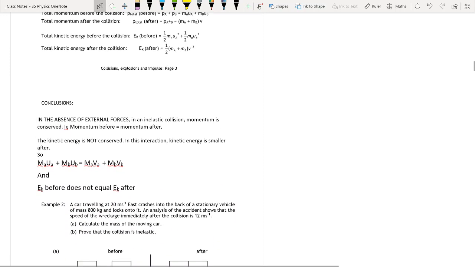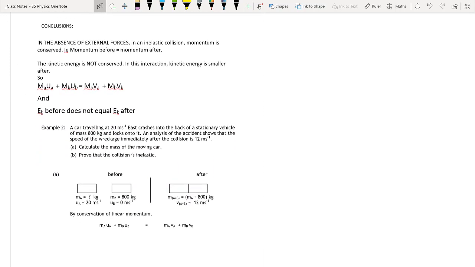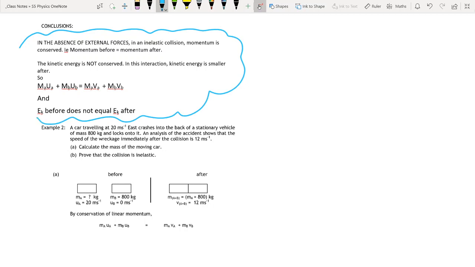So, conclusions. Instead of me writing this because my pen is not very good at the moment, I'll let you write this down. So, these are really important. This is a really important conclusion. So, in the absence of external forces, that's an important line, in an inelastic collision, momentum is conserved.